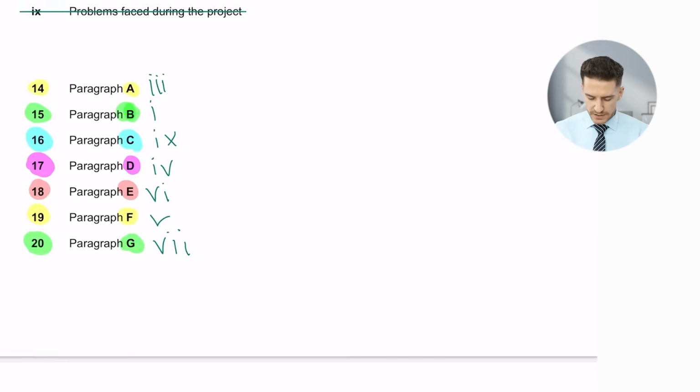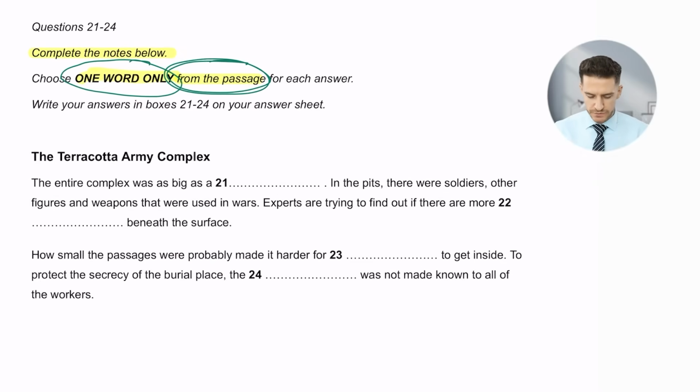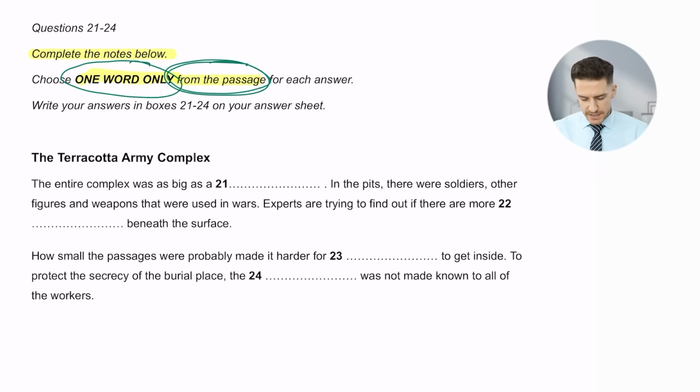So let's go back down and have a look at the questions themselves. So as you can see, there is a heading, and it's very important to read the heading for notes because it's going to help you find where the answers are. And this heading here is the Terracotta Army Complex. And I actually remember they were talking about the complex in, I believe, one of the first paragraphs, paragraph 2 or 3. So let's have a look here. The entire complex was as big as A.